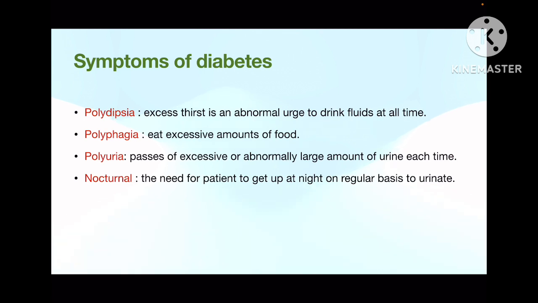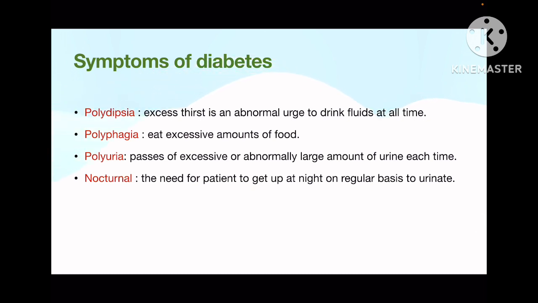Polyphagia is eating an excessive amount of food. It means the patient will complain that, unlike previously, he or she has excessive hunger for food. The other one is polyuria, passing an excessive or abnormally large amount of urine each time, and nocturia is a different one: the need for the patient to get up at night on a regular basis to urinate. These we call osmotic symptoms, and they are more common in diabetic patients.